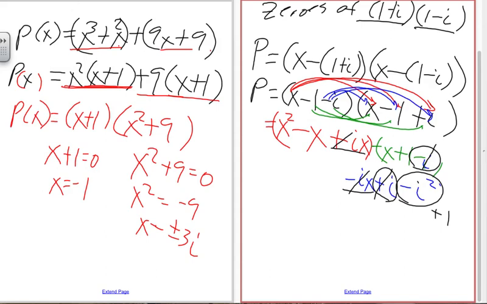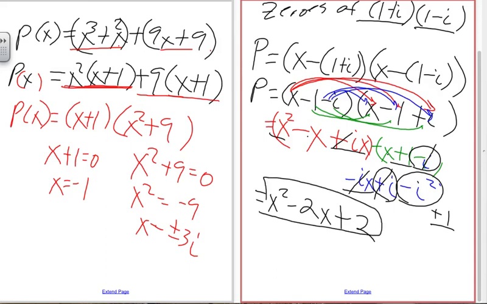And now I gather all my terms. So I've got an x squared from here. Minus x gives me minus 2x. And then I'm going to have a plus 1 from here and a plus 1 from the minus i squared, which will be plus 2. And there is your polynomial, and you notice it has all real valued coefficients. So that's how you do that. And that's what the homework is going to be on section 3.5.